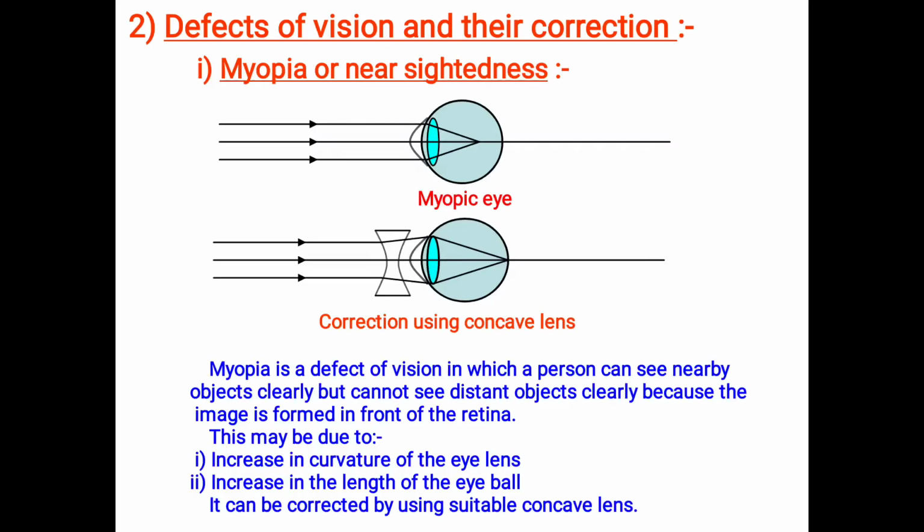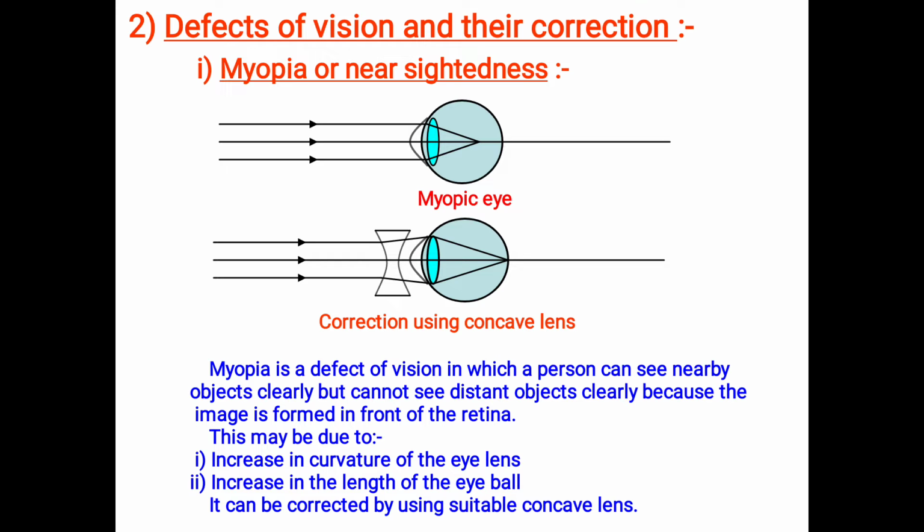Now the defects of vision and their corrections: generally we have three types of defects. The first one is myopia, which is also known as nearsightedness. In a normal eye, the light will be exactly focused on the retina, but if the light is focused in front of the retina, then that is called myopia, also known as nearsightedness. To correct this, we need to use a diverging lens to adjust the image so that it is exactly at the focus.